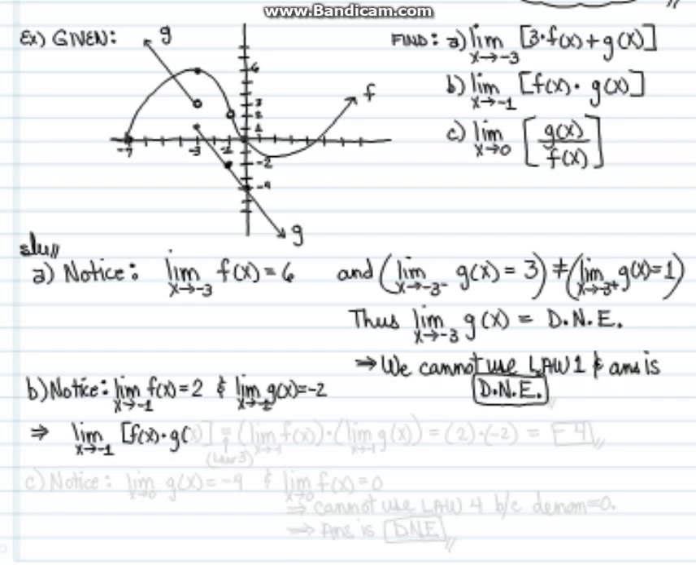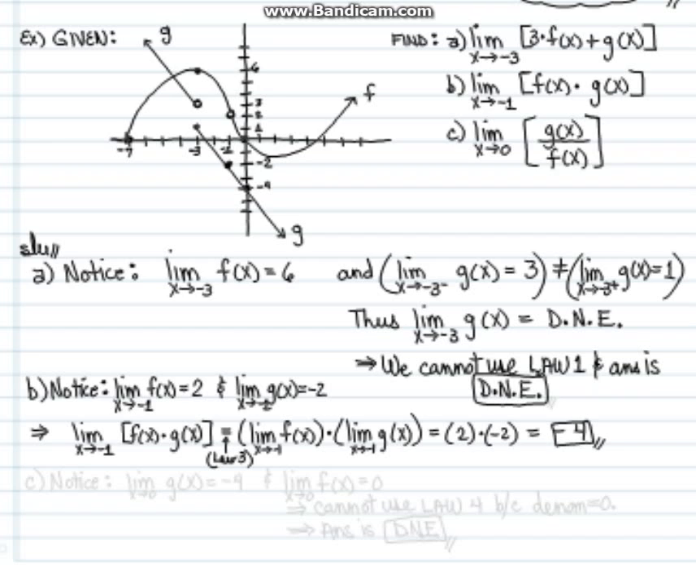Okay, well then they do exist, and that implies that the limit as x approaches -1 of the product f of x times g of x is equal to the product of the limits, the limit of f of x times the limit of g of x. And we can say that because of limit law number 3. That will be equal to the first factor, the limit as x approaches -1 of f of x, that's 2, times the second factor, the limit as x approaches -1 of g of x, -2. 2 times -2 equals -4.